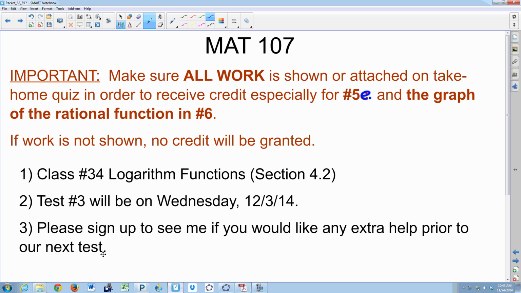Today we're going to take a look at logarithmic functions. Is there anybody in this class that's never heard of the term logarithm or logs? Anybody never heard of that in their whole life?